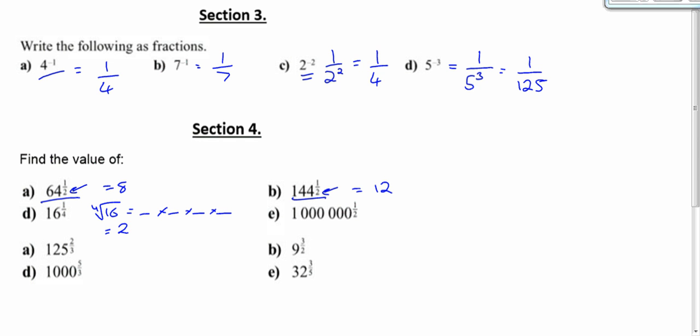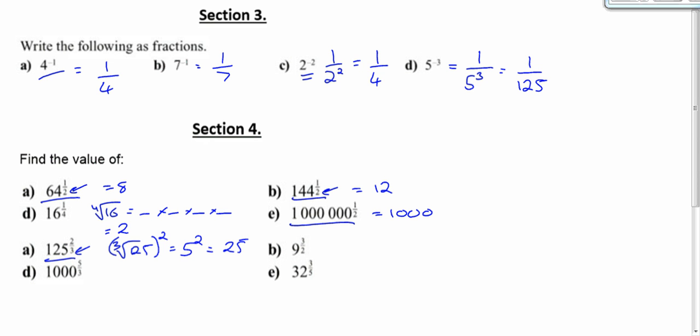The square root, so something times something makes 1,000,000. That equals 1,000. This one, we've got to do the cube root because we deal with the bottom first of all, which means we're going to do the cube root of 125. Then we're going to square it. So the cube root of 125 is 5. So that's going to be 5 squared, which equals 25.